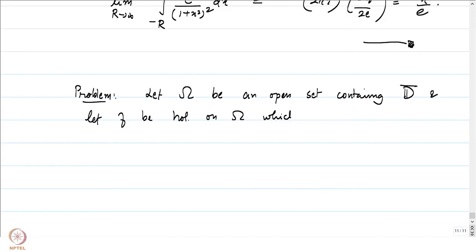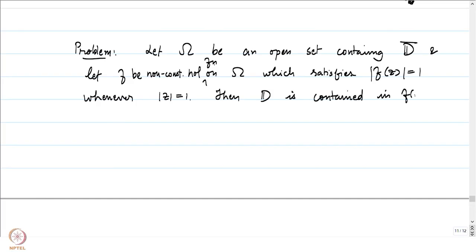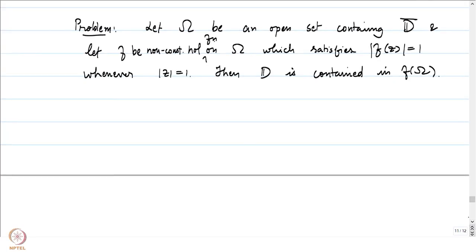So, we take a function which is holomorphic on omega, which satisfies the condition that the absolute value of f of z is equal to 1 whenever the absolute value of z is equal to 1. So, the unit circle is being preserved, the unit circle is getting mapped to the unit circle. Then prove that, so let f be a non-constant holomorphic function on omega, let me impose that extra condition. Now the problem is to show that the disk is contained in f of omega. Of course, if it was a constant holomorphic function, this would not be true. That is the reason why I had to impose the extra condition of non-constant.